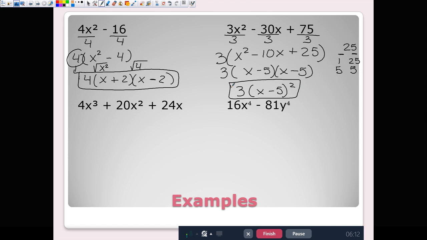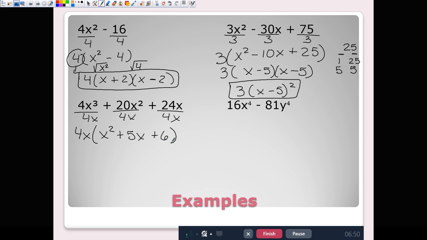Okay, is there a number that can go into 4x cubed, 20x squared, and 24x? 4x. So I'm going to divide everything by 4x. So 4x is going to go on the outside because that's my GCF, and on the inside of my parentheses is going to be my quotient. So 4x cubed divided by 4x would give me x squared. 20x squared divided by 4x would give me 5x. And 24x divided by 4x would give me 6.